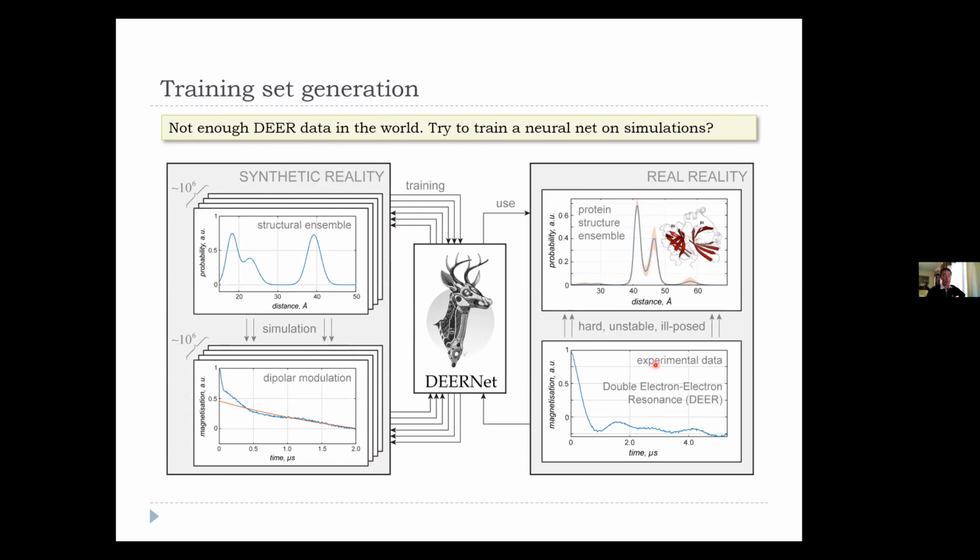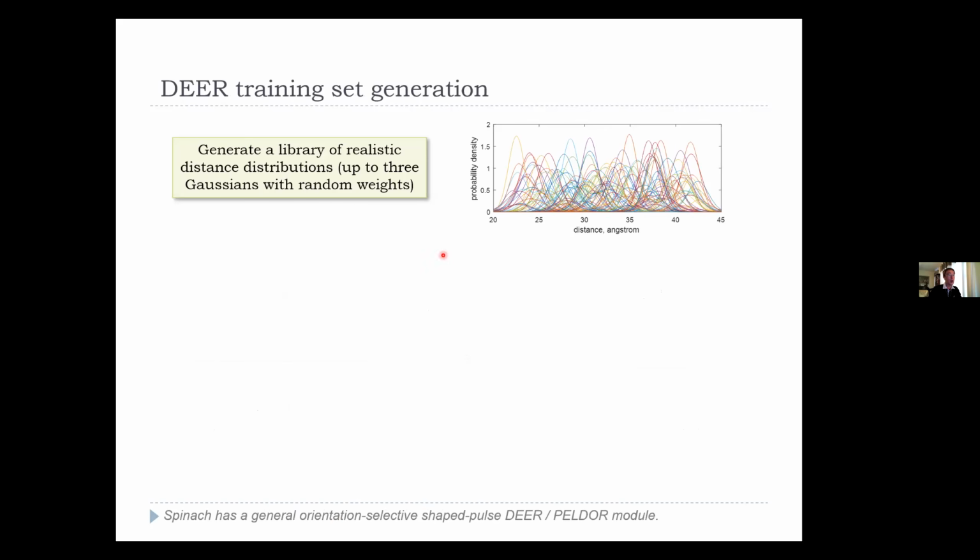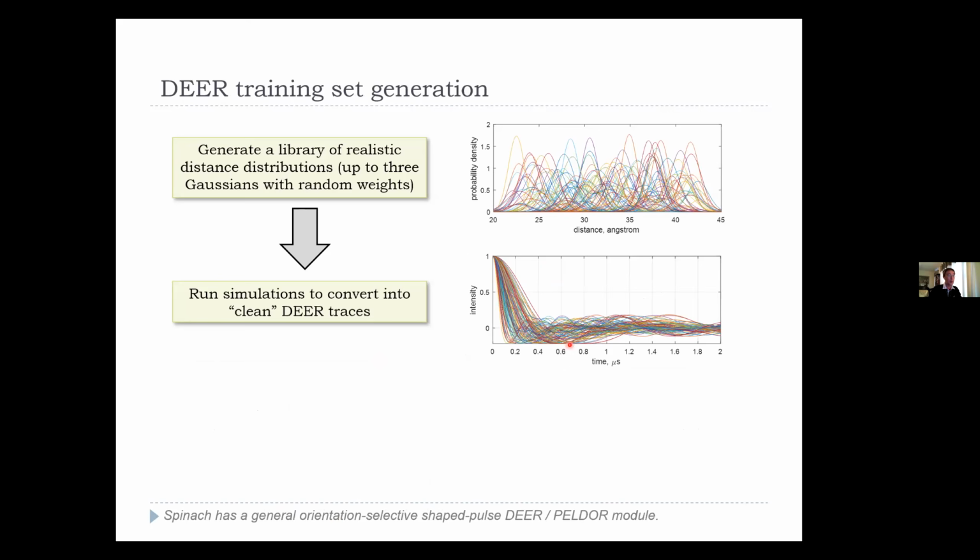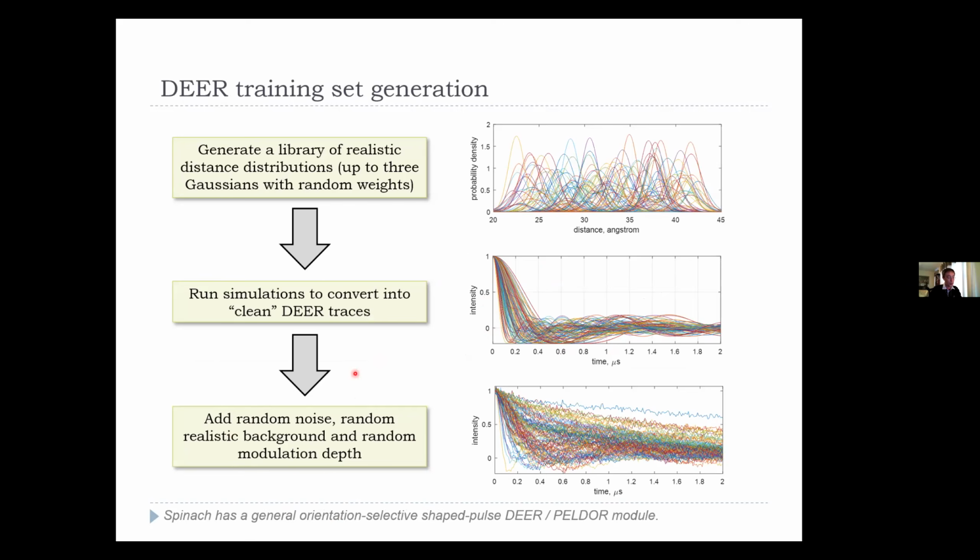And then as soon as we have the real reality, this problem of recovering that from this, that's hard and unstable and ill-posed, we send it through the neural net, hope and pray that it works. Okay, so Spinach helped because it's 15 years of large-scale simulation research that we were able to use to generate this database. So how do we do it? Generate a great big bunch of distance distributions, run the simulations to generate a great bunch of clean DEER traces, take into account everything that can possibly go wrong in an instrument, and then you have this realistic data set.